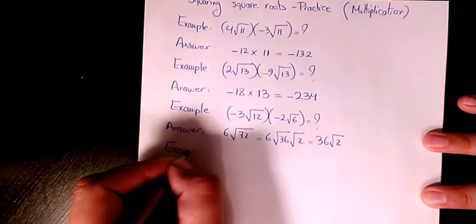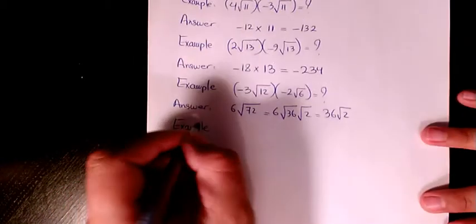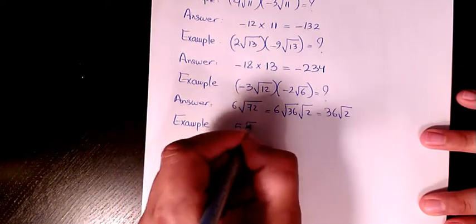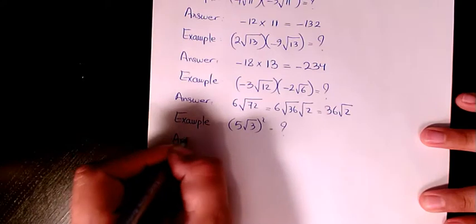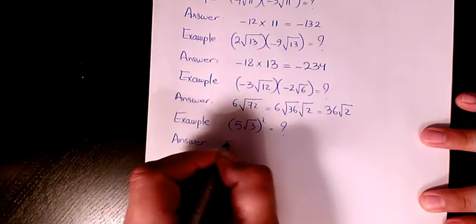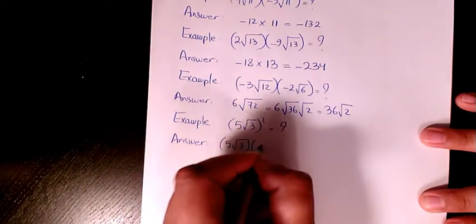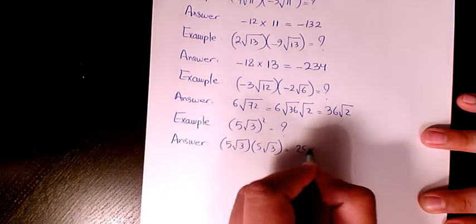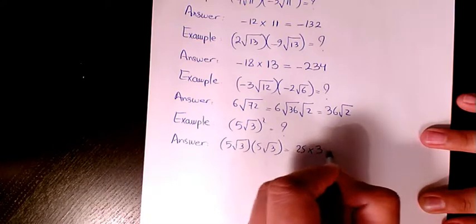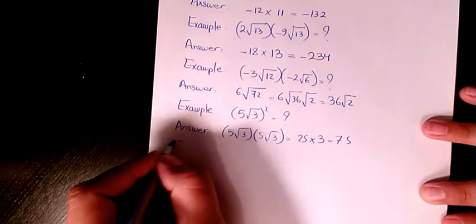Next example, we have 5 root 3 squared. Answer will be 5 root 3 times 5 root 3. 5 times 5, 25. Square root of 3 times square root of 3 is going to be 75.